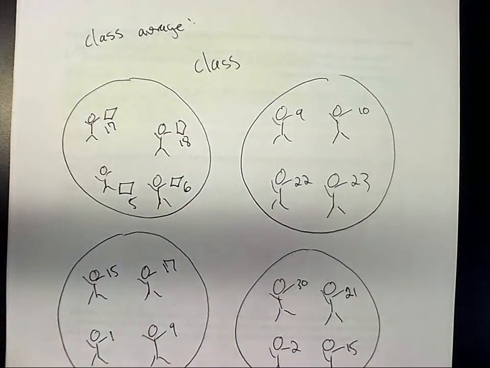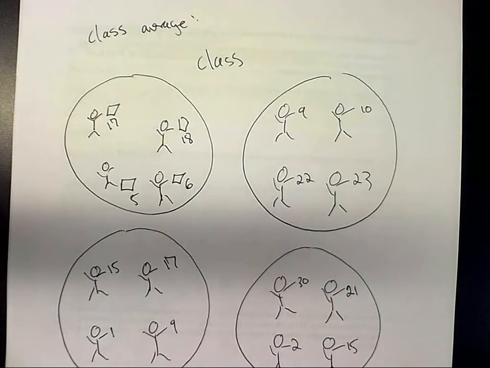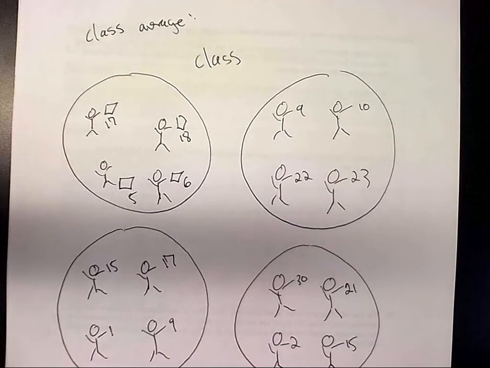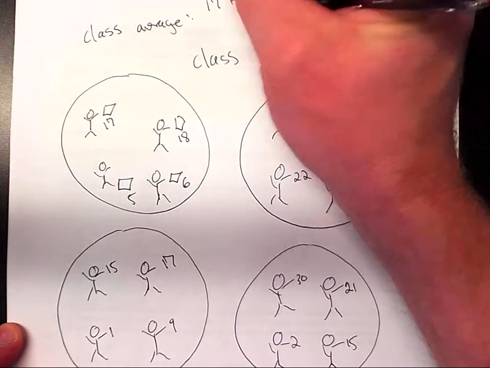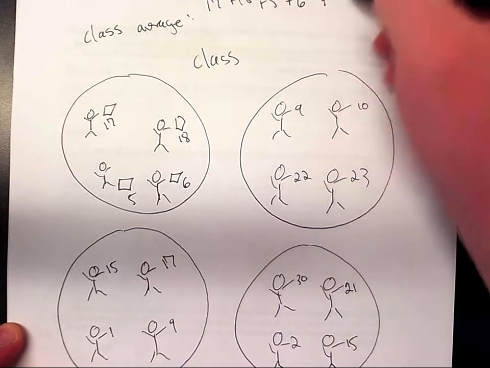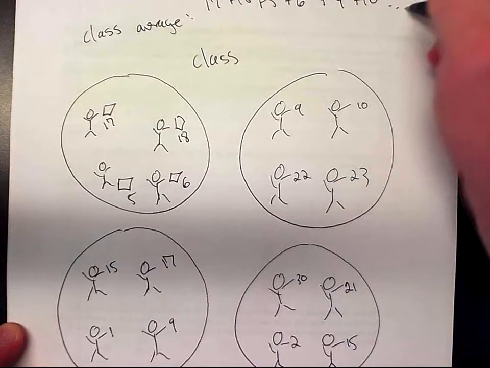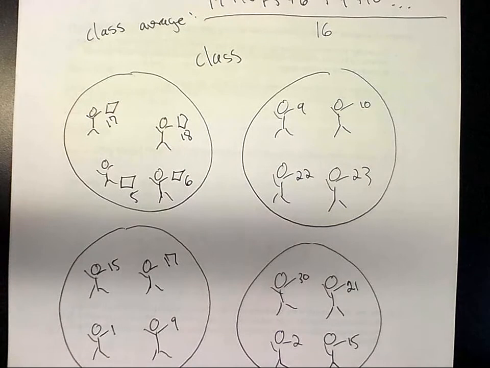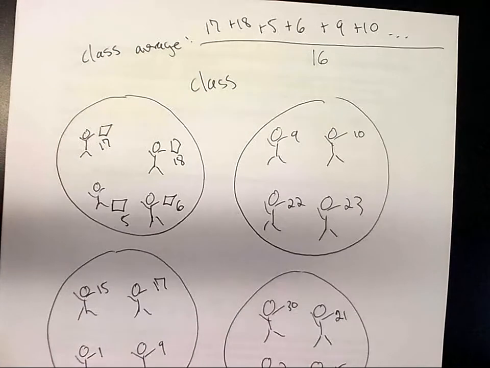Well, if I want to calculate the class average, I would take each one of these individual numbers, add them together, and divide by 16 because there are 16 people in this classroom, right? So I would take like the number 17. I'm not going to write all these out, obviously. Plus 5, plus 6, and then I would go over to the next group, plus 10, and so on and so forth. And I would divide this by 16 because there are 16 people here. And that would be the class average.